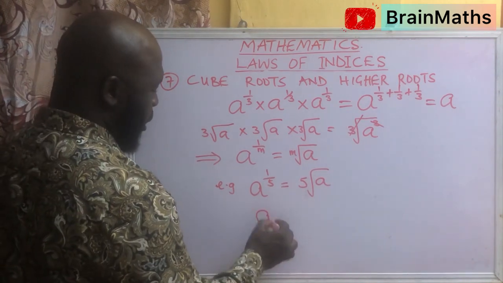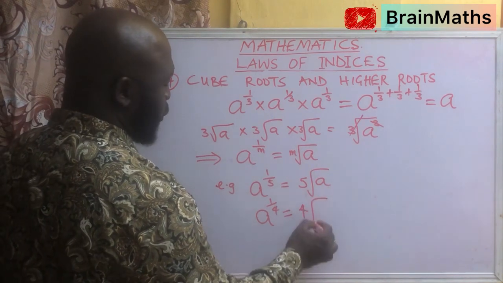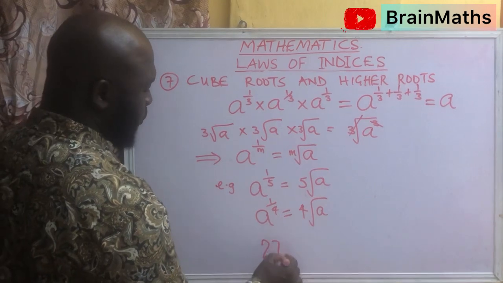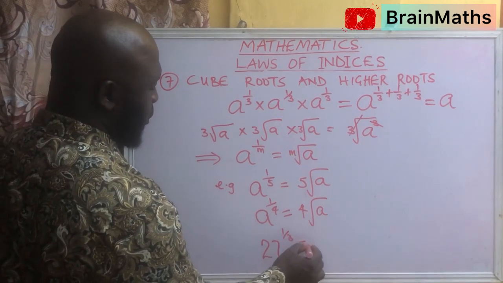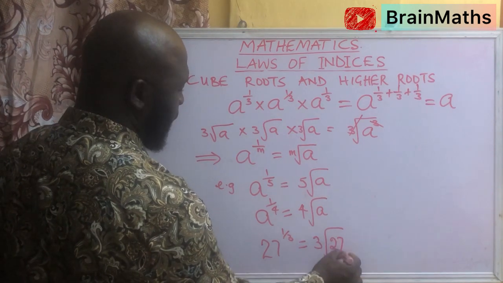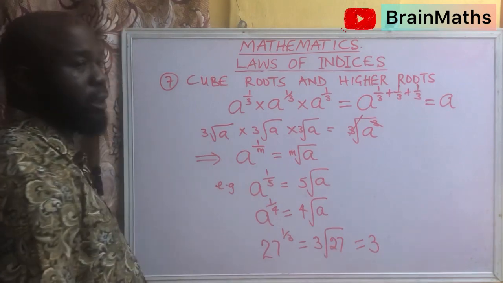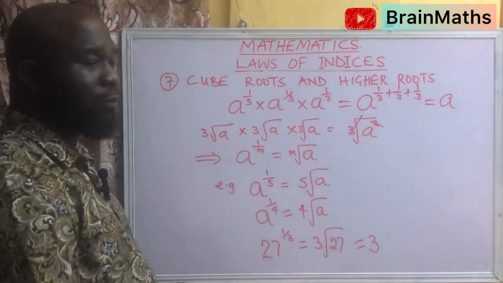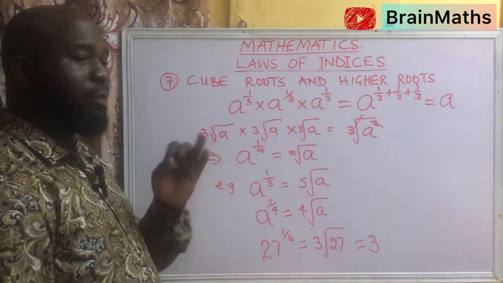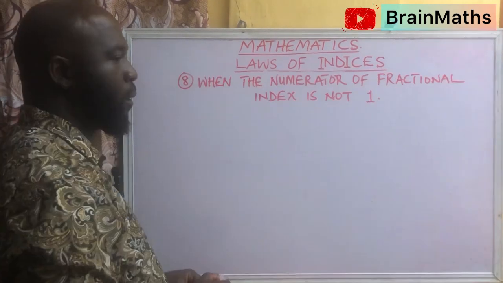And if we have a raised to power 1 over 4, this is going to give us the fourth root of a. And if we have 27 raised to power 1 over 3, this is going to give us the cube root of 27, and that is equal to 3, which means the number that will multiply by itself in 3 places to give us 27, and that is 3 by 3 by 3, which is equal to 27.